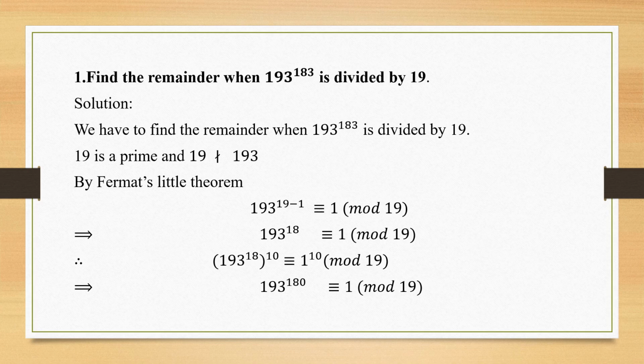Clear? I have to go closer to the power number, so that the rest stays simple for me. So it is going to be 180. If I raise it to the power of 10, I should do the same thing on both sides. So 193 raised to the power of 18 raised to the power of 10 is congruent to 1 raised to the power of 10. When I raise a power to a power, I just multiply. So it is going to be 193 raised to the power of 180, which is congruent to 1, since 1 raised to any power is also 1, mod 19. Clear? Now what is the remaining power I need? Till 180 I got it, so the remaining is just 3.